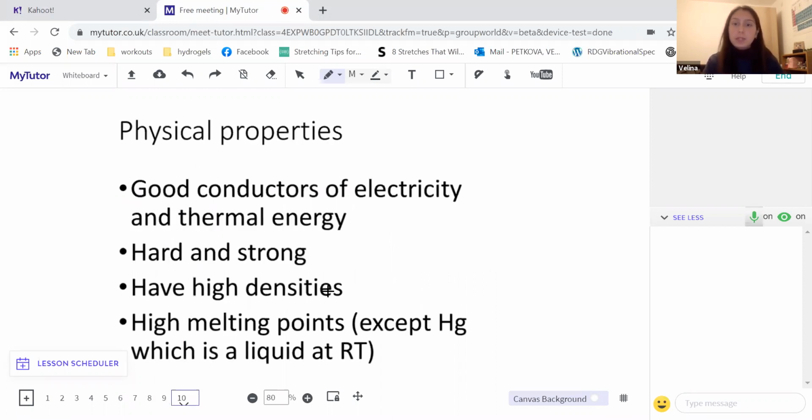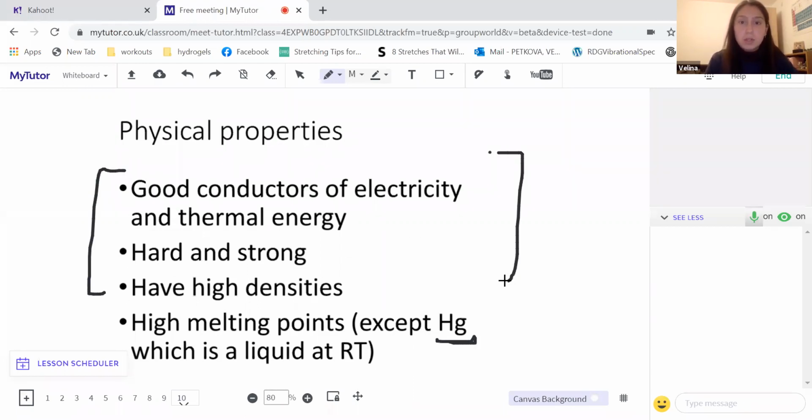So physical properties of transition elements. They're good conductors of electricity and thermal energy, so very similar to your typical metals. They're hard and strong. They have high densities and high melting points, apart from mercury, which is a liquid at room temperature. Some of you maybe have seen it at school. It's quite a cool element because it's a liquid metal. But yeah, so these are the typical properties of metals and of your transition elements.